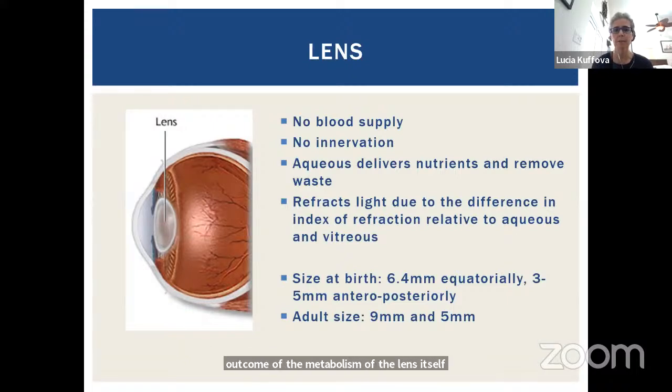The main function of the lens is the refraction of light, in regards to the refractive error and the changes between the aqueous humor and the vitreous itself. The lens is an organ in the anterior segment of the eye, and it grows during the lifetime, reaching an adult size of about 9 millimeters in diameter, and the depth of the lens is about 5 millimeters.